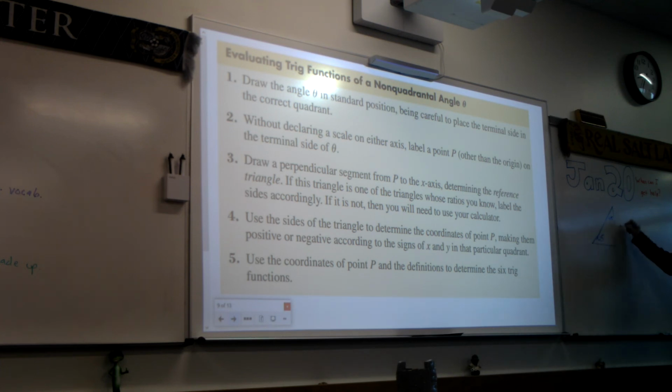1, 1, and square root of 2. Because we said, on our triangles we put x, x, and x square roots of 2. So if this was 7, 7, 7 square roots of 2, right? But we're just going to let x be 1 to make it easy for us, okay?